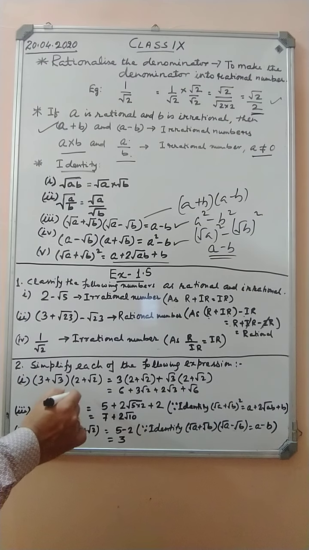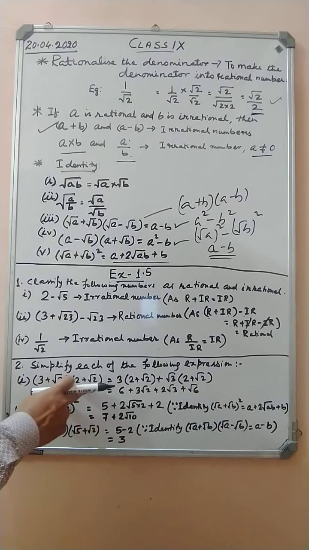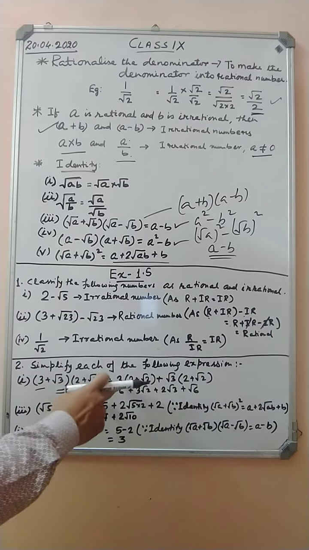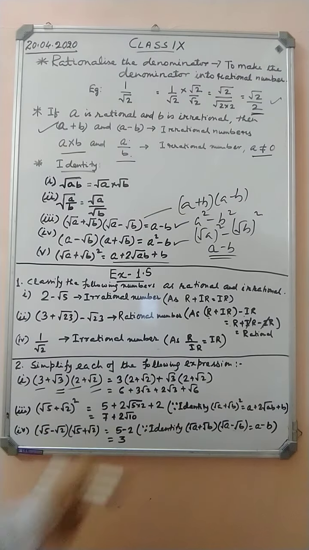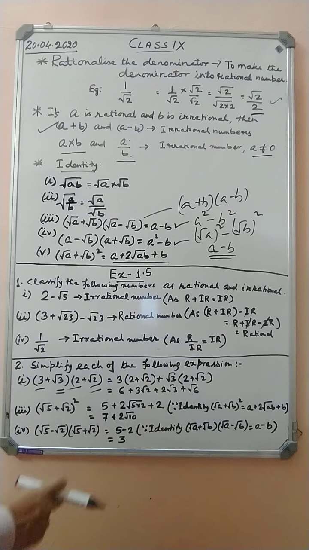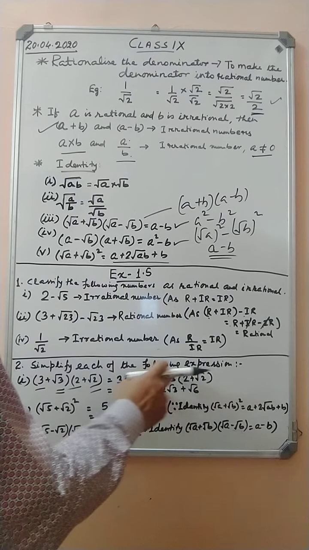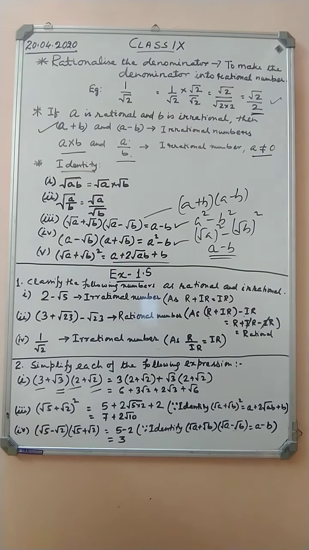So here you cannot use the identity. Why can you not use the identity? Because here in both cases A is different and B is also different. So here you can use normal multiplication, binomial multiplied with binomial. So 3 into the whole of this plus root 3 into the whole of this. So 3 into 2 plus root 2, plus root 3 into 2 plus root 2. So 3 twos are 6, 3 root 2, root 3 into 2, and root 3 into root 2. So 3 twos are 6, then 3 root 2 plus 2 root 3, plus root 3 into root 2 is root 6.